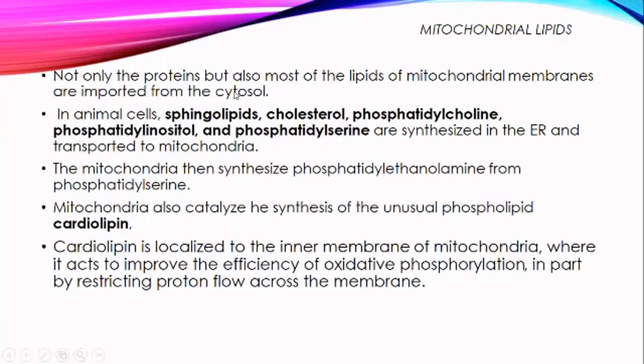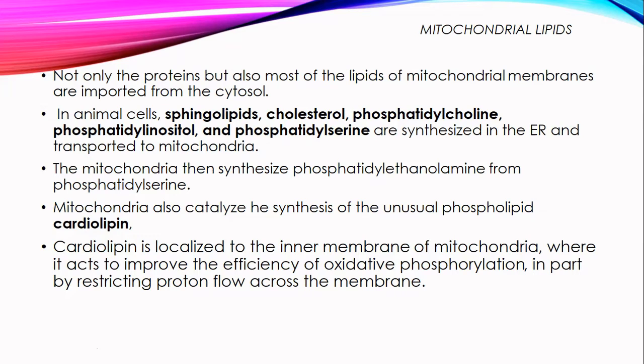So these are examples of lipids. So if you're going to recall again, yung specific function ng ER, so we have there 6. Then kung specific function ng smooth ER, primary function ng smooth ER is the synthesis of the lipids. So isa yun sa mga function ng smooth. Now, the mitochondria then synthesize phosphatidylethanolamine formed from the phosphatidylserine. And mitochondria also catalyze the synthesis of the unusual phospholipid cardiolipin.